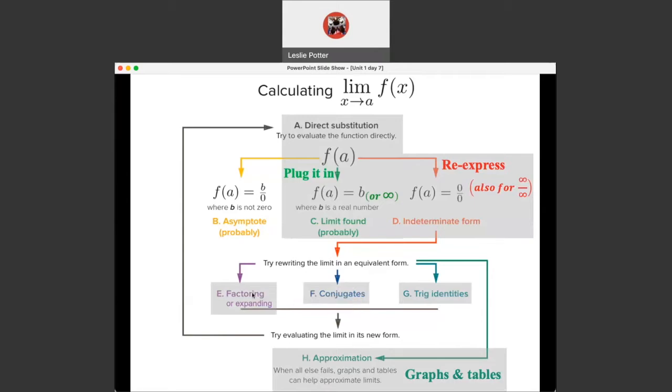functions using these techniques. So if you look at this, there's a lot grayed out already, right? The only thing we have left to talk about is asymptotes and how they relate to limit questions.